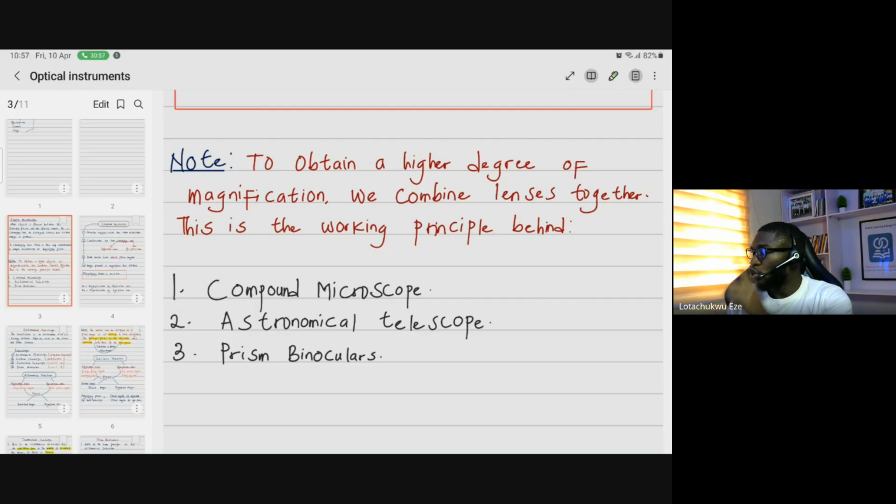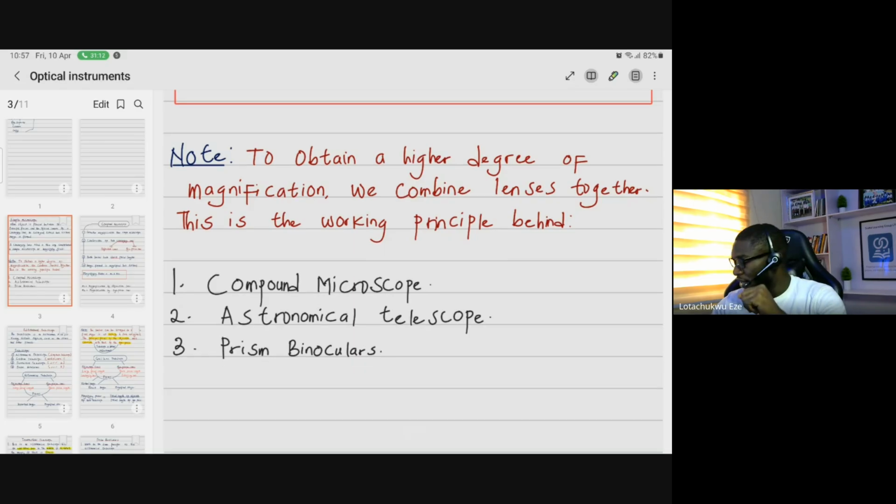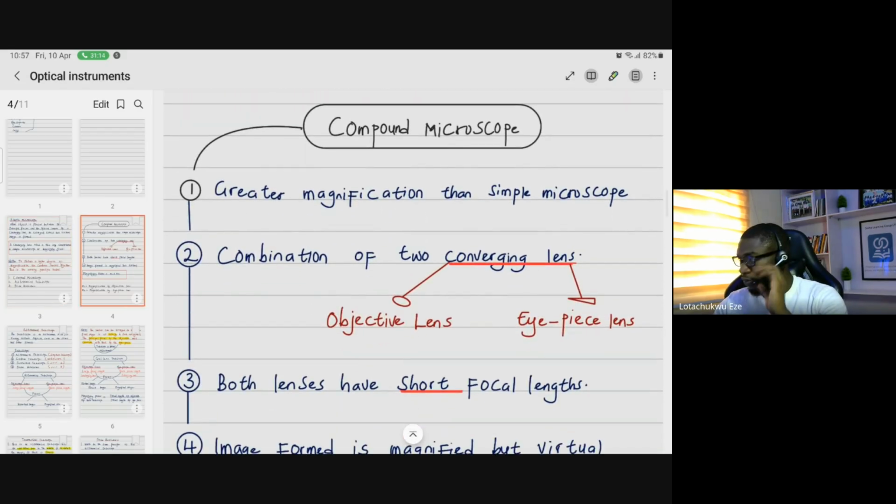Remember, simple microscope, just one lens, one converging lens. The object is placed between the principal focus and the optical center, and the image is magnified. An erect, large and virtual image is formed, just like what we learned in our converging lens the last time. All right. So now let's go into the compound microscope.